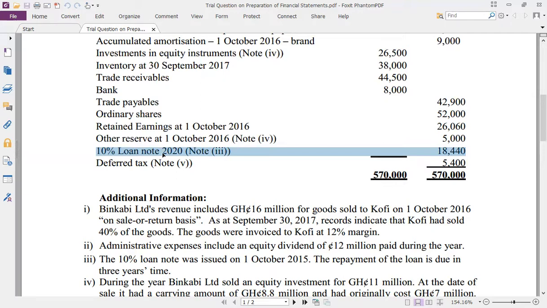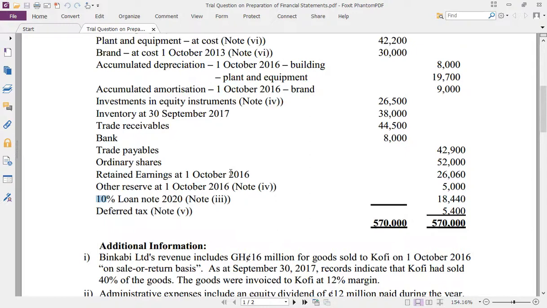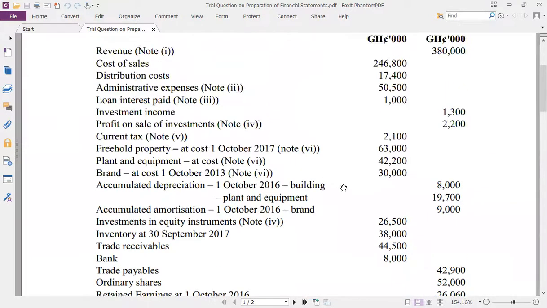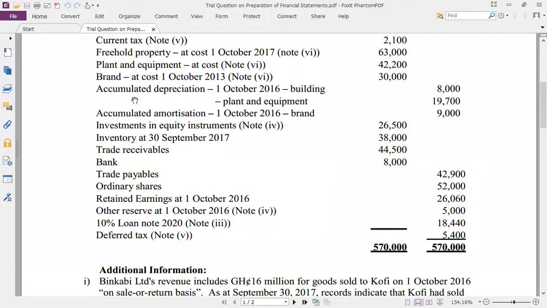Now, 10% loan note. This contains the inherent trick. The trick is that can you find 10% on this value? Find 10% on the 18,440 and see whether they paid this interest. Every year the interest should be what? It must be 1,844. You check and see whether it has been accounted for. If you check, if you see the interest paid, wow, it only paid what? 1,000. So probably you are owing 844. Don't forget to accrue it.